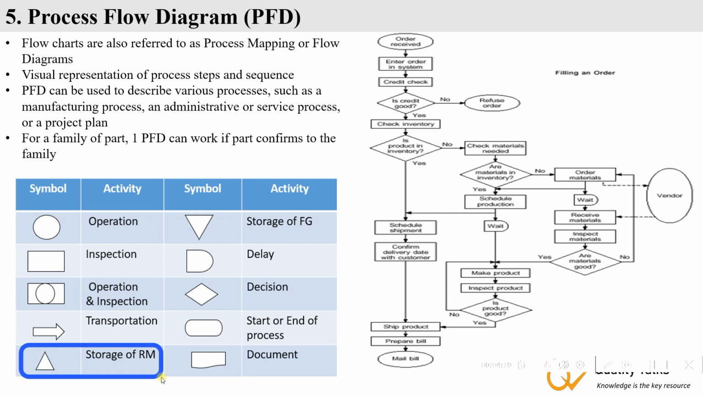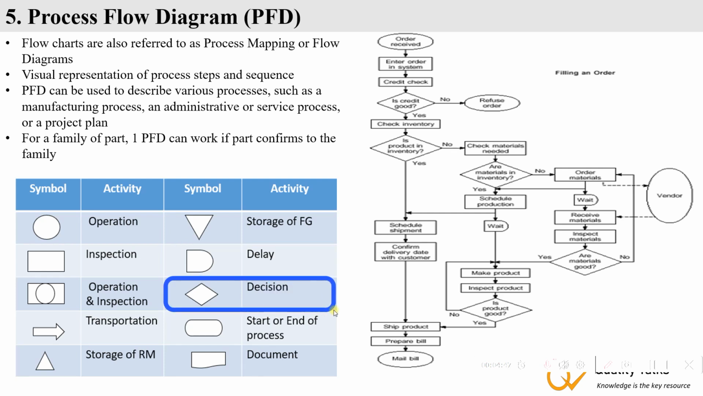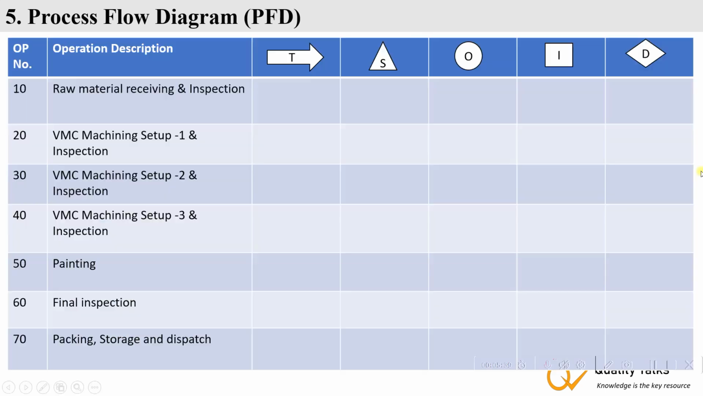Upward triangle shows storage of raw material. Downward triangle shows storage of finished goods. D shows a delay in a process. This diamond shape is used for the decision. So after every inspection, decision is being done. This shape shows start or end of the process. And this symbol shows the documentation in the process.